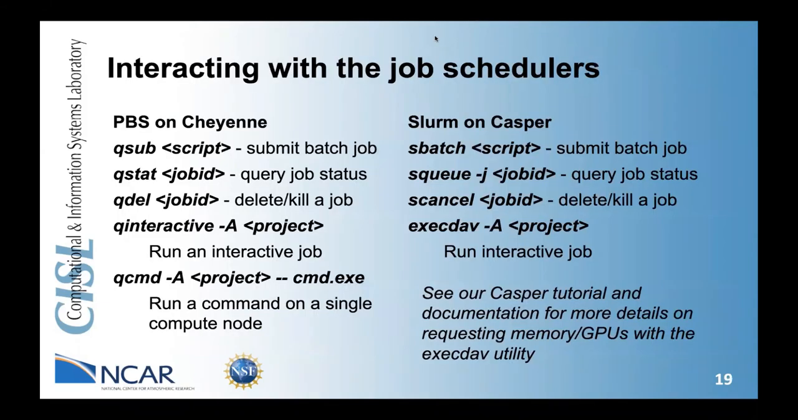Okay, so interacting with the schedulers, again, they're very similar. They just have different words for doing the same stuff on both systems. So on PBS, if you want to submit a job, use qsub and then the script name. On Casper, you would use sbatch and then the script name. On Cheyenne, via PBS, if you want to look at the job status, use qstat and then the job ID. On Casper, that would be squeue -j and the job ID.